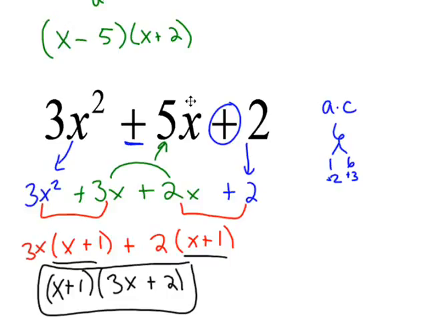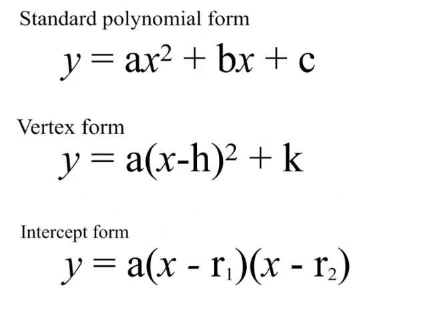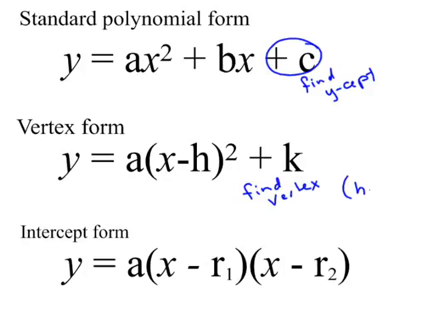Then we have three forms that we talked about yesterday as well for our quadratics. The first one is standard form, very helpful to find the y-intercept. Vertex form, which is helpful to find the vertex, which is your (h, k). And intercept form, which is helpful when you need to find your zeros or your roots.